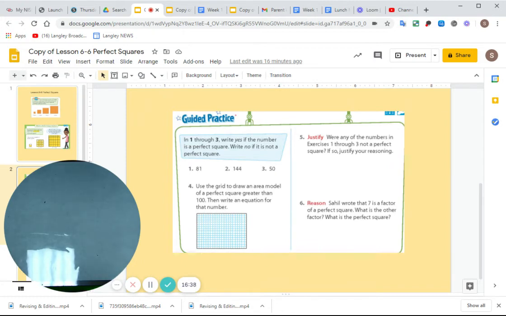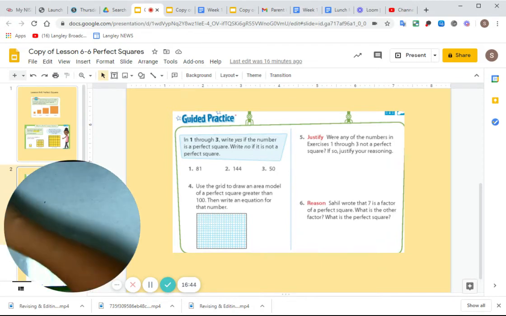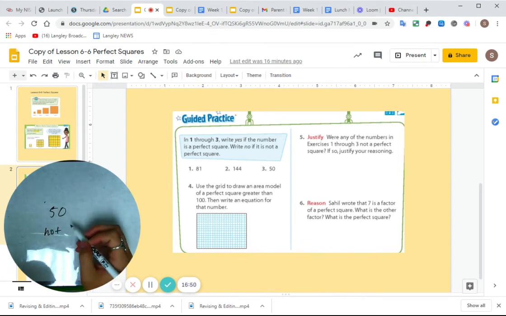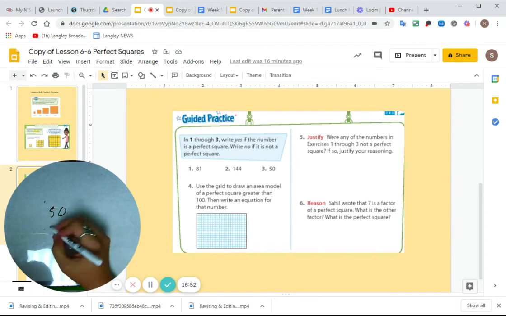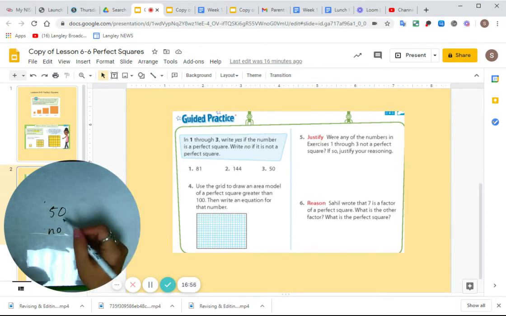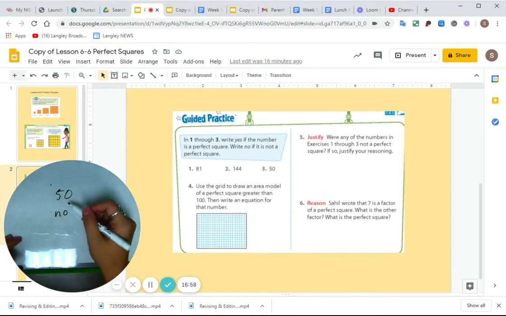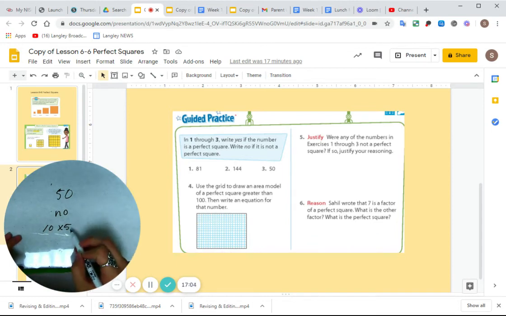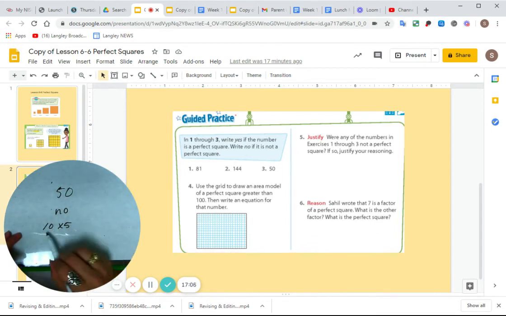All right, you guys. So let's go ahead and move on to question 5. Okay, so were any of the numbers in exercises 1 through 3 not a perfect square? If so, justify your reasoning. Well, that one was easy. We said that the number 50 was not a perfect square, or we said no, right? Well, why did we say it wasn't a perfect square? Well, it was because to get 50, we can multiply 10 times 5, right, together.